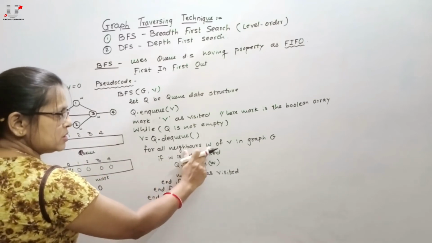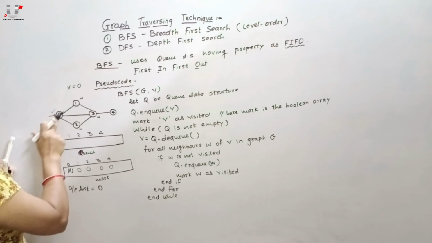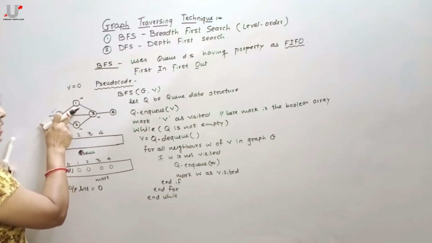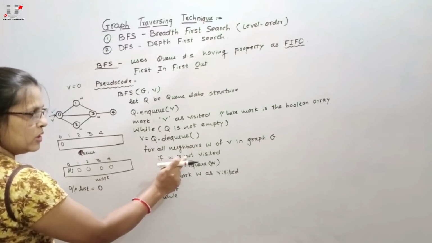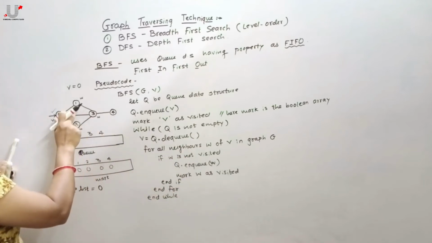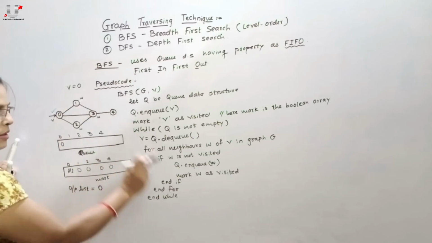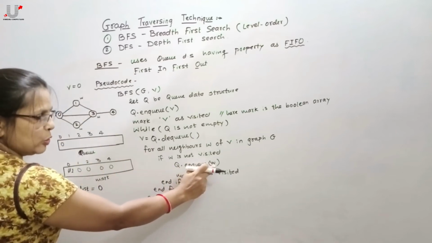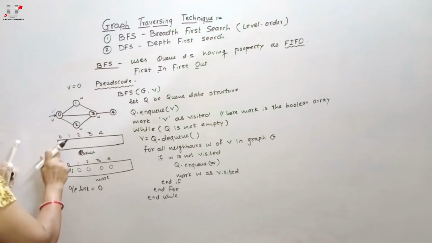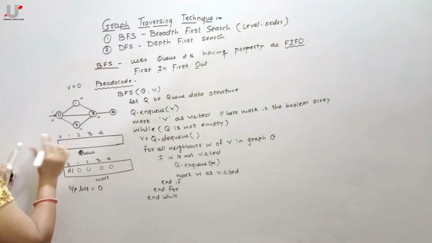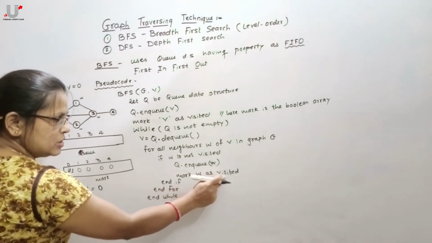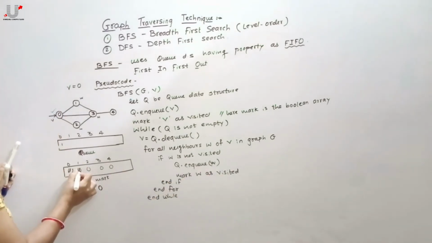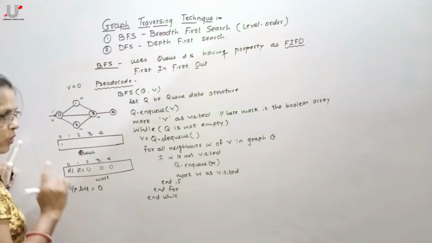For all neighbors W, let us assume the first neighbor of 0 is 1. If W is not visited, meaning if 1 is not visited, then add that W, which is 1, in Q. Add that W in the Q and mark that W as visited. Mark 1 as visited, so change the status from 0 to 1.